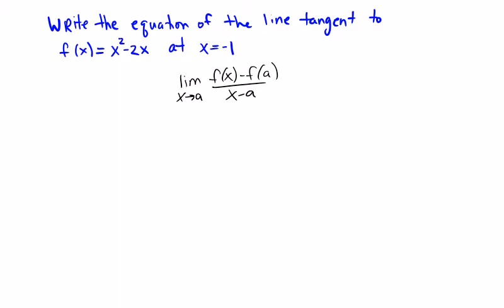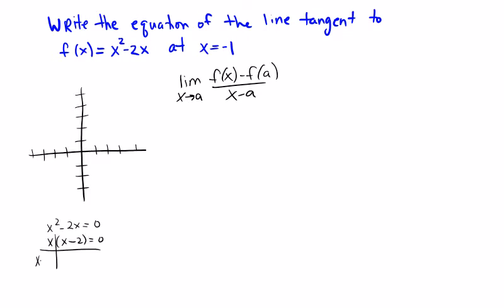Now I'm going to do a few different things at the same time here. First off, I'm going to graph this. If you don't know what this graph looks like, you can make a table, or you can go to Desmos and use that to get the values. What I'm going to do is just factor. If we have x squared minus 2x and set that equal to 0, factor out the x, we get that our graph crosses the x-axis at x equals 0 and x equals positive 2.